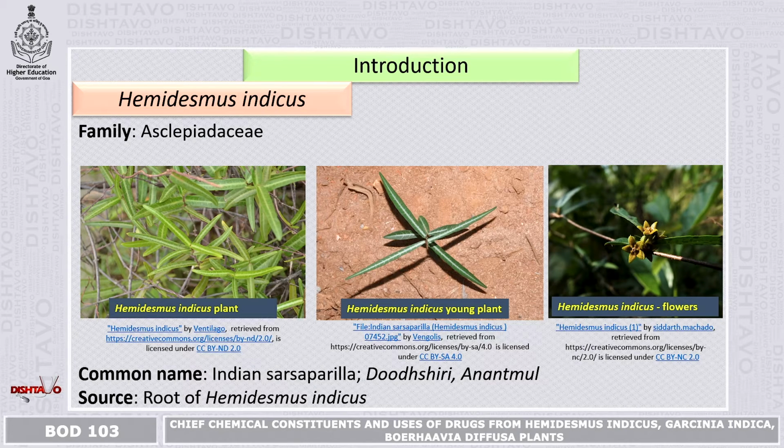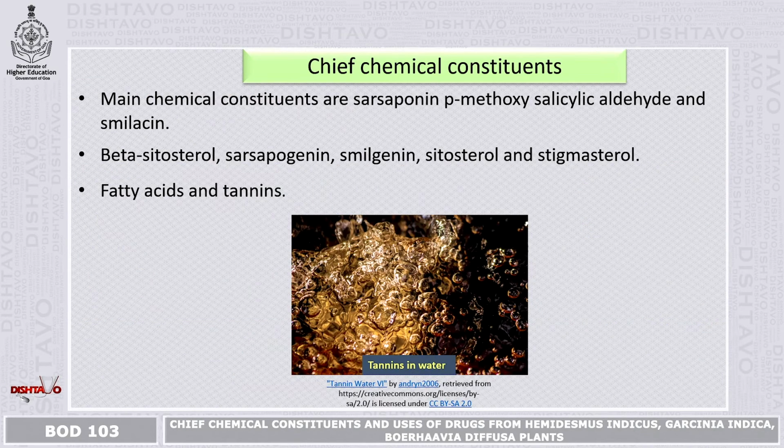The common name of this plant is Indian Sarsaparilla, Dudhi, Anantmul. The source of this plant which is used is the root of Hemidesmus indicus. Coming to the chief chemical constituents, the main chemical constituents are hemidesmin, p-methoxy salicylic aldehyde, and smilacin. It also has beta-sitosterol, hemidesmogenin, smilagenin, sitosterol, and stigmasterol. It also has fatty acids and tannins.